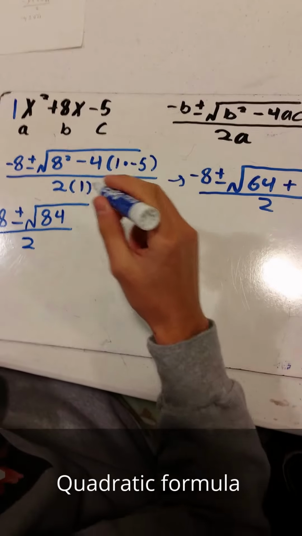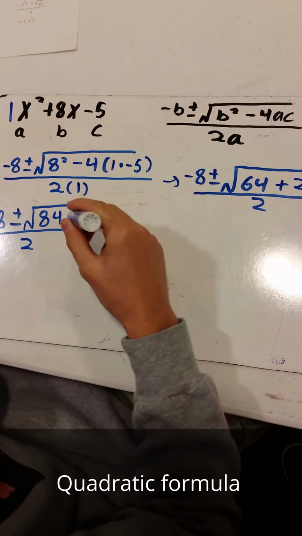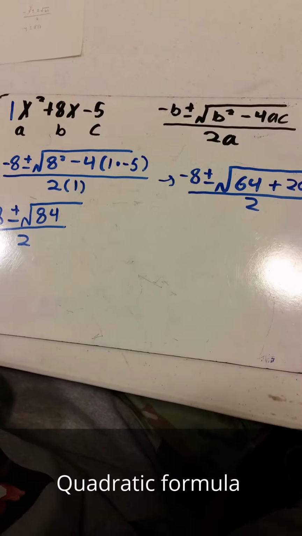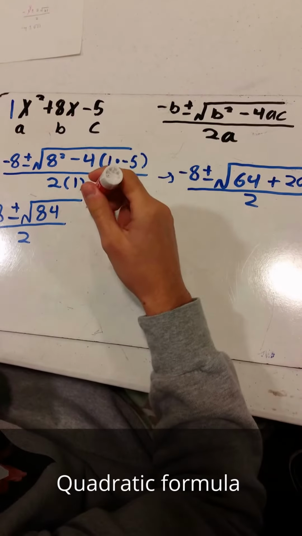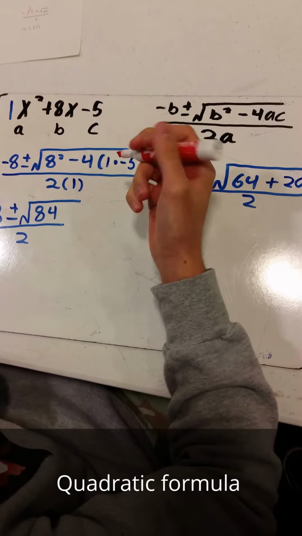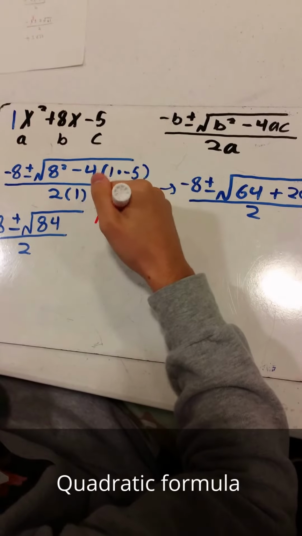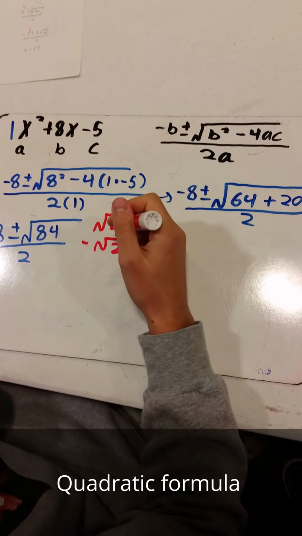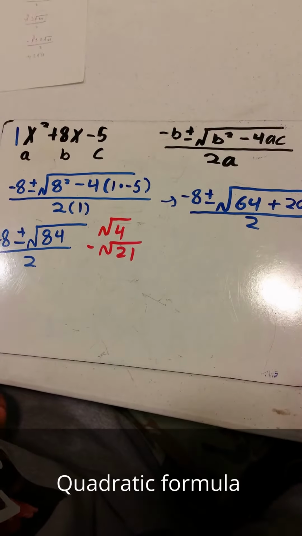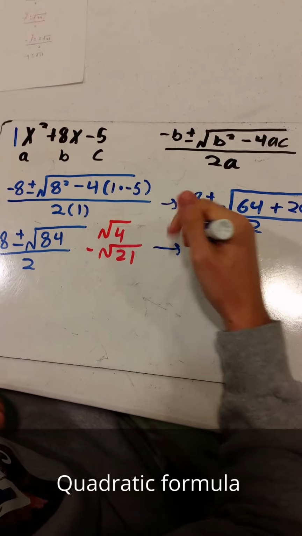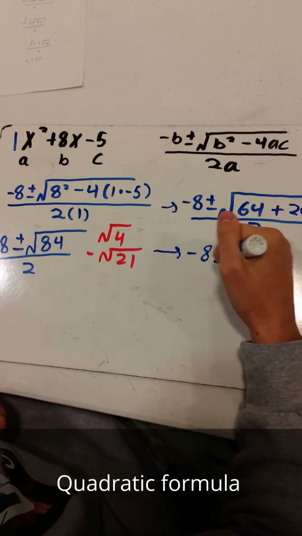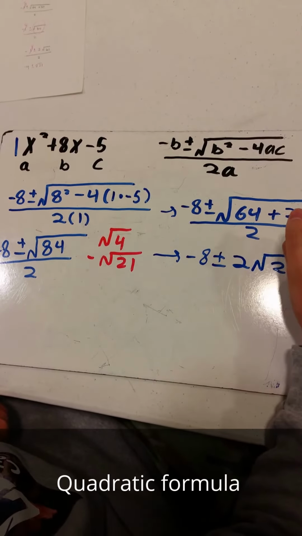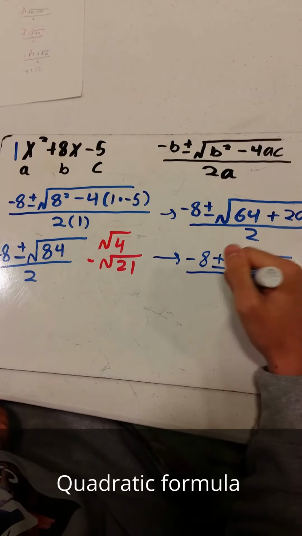Alright, now this is where it gets interesting because 84 is not a perfect square. So, just like in the last problem, we have to find factors of 84. Such as, let's say, square root of 4 times 21. Now you can see the 4 is a perfect square. So, when we rewrite it, we turn this into -8 plus or minus square root of 4, which is 2 root 21. That's all over 2.